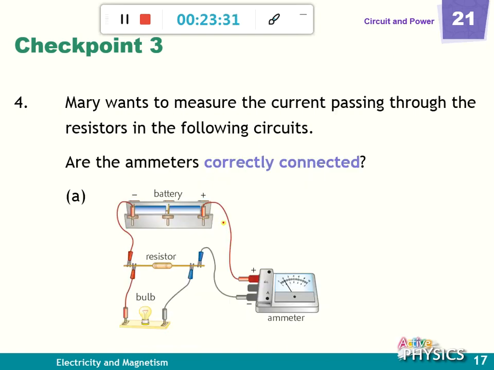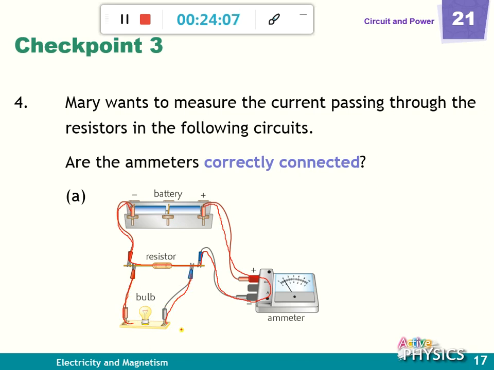Okay, question number 4. Mary wants to measure the current that passes through the resistor in the following circuits. Are the ammeters correctly connected? Look at this and focus on the battery. We have the positive, the current passes through the ammeter connected in series, and then goes to here, passes through the resistor, and then comes back to the negative one. This part is okay. How about the light bulb? Across it should be the same.